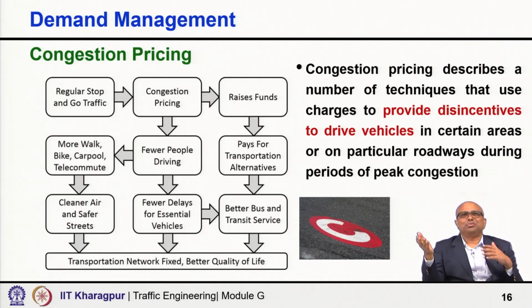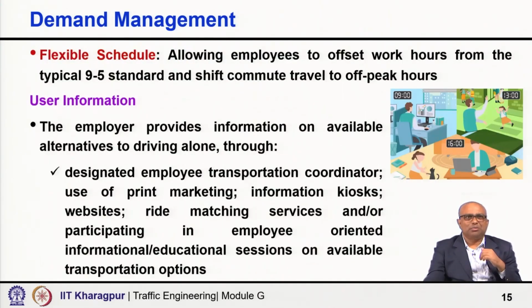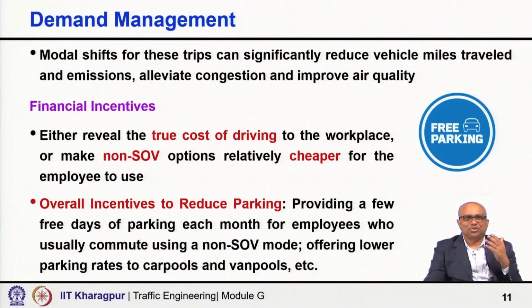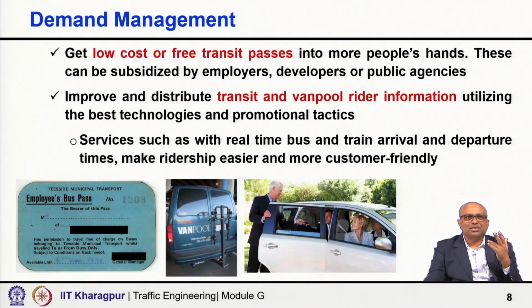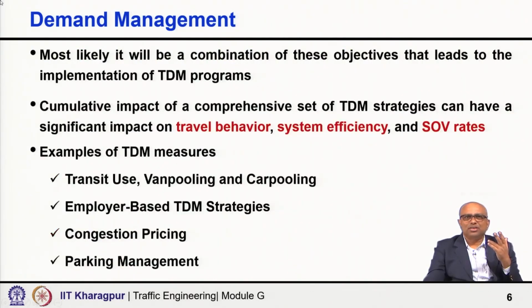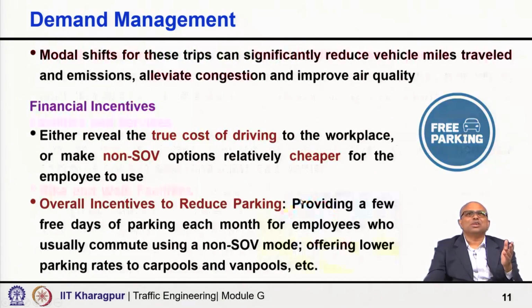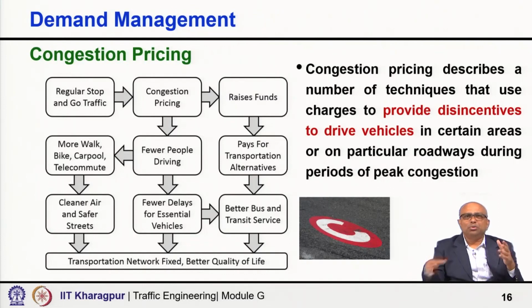Then the next, third option is congestion pricing. So, what we discussed? We discussed 2 major options, as I said. One is transit use, van pooling and carpooling, then employer based TDM strategy. Next is congestion pricing. Congestion pricing actually describes a number of techniques which use charges to provide disincentive to drive vehicles into certain areas or on particular roadways during periods of peak congestion.